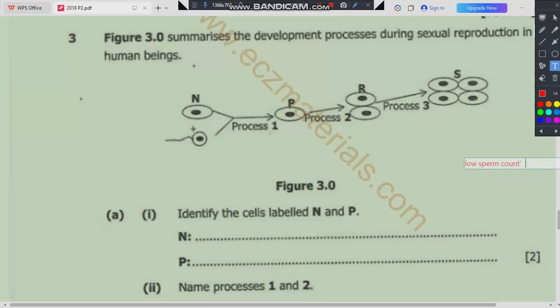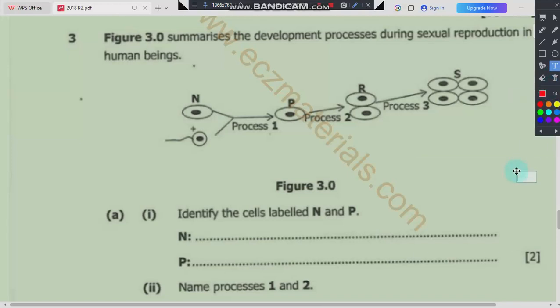Or when we block the fallopian tube, all those are reasons why fertilization will not occur. I know the reasons are many, but to mention but a few, we've simply said low sperm count and a blocked fallopian tube. All these are some of the reasons that are going to cause fertilization not to occur. So let's move on to another one.